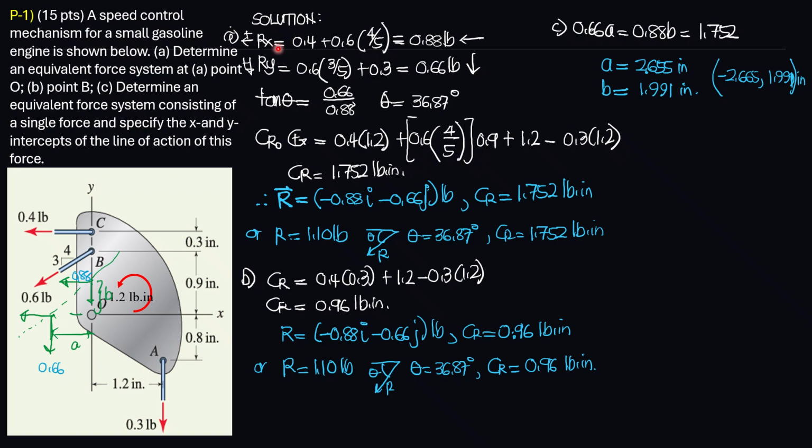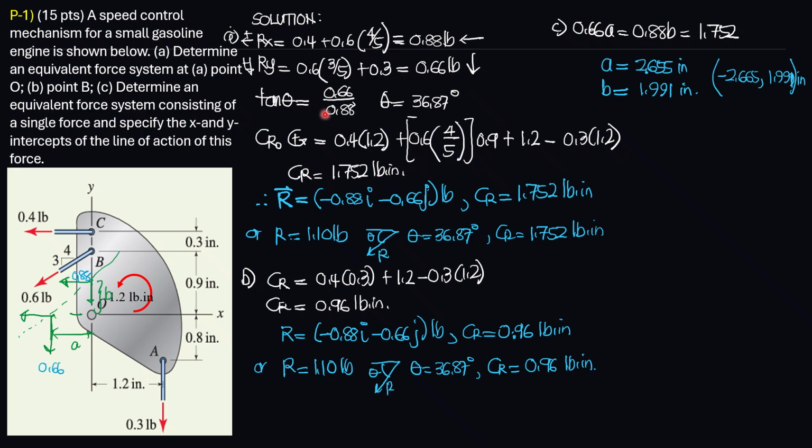Summation of forces in x, leftward positive. So 0.4 is leftward, so that's why it's taken positive. Then the x component of the 0.6 pound force is also going to the left, 0.6 times 4 over 5. So that's why it is 0.88 pounds leftward. Ry, on the other hand, considering downward positive, has y component 0.6 times 3 over 5, plus 0.3, so 0.66 pound downward.